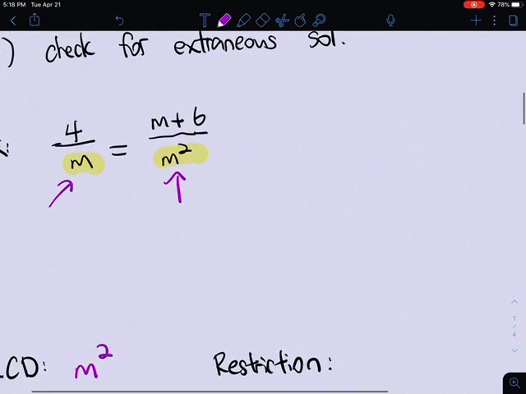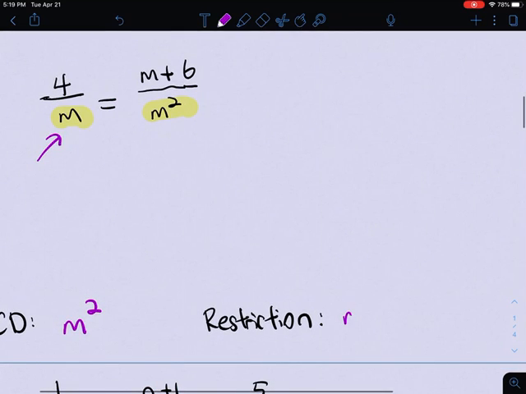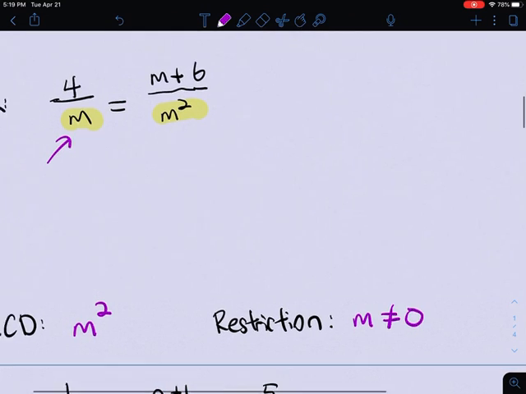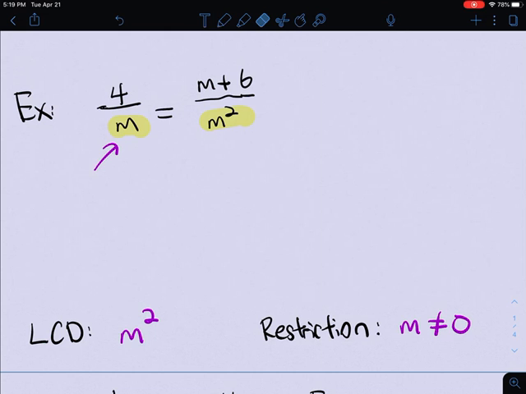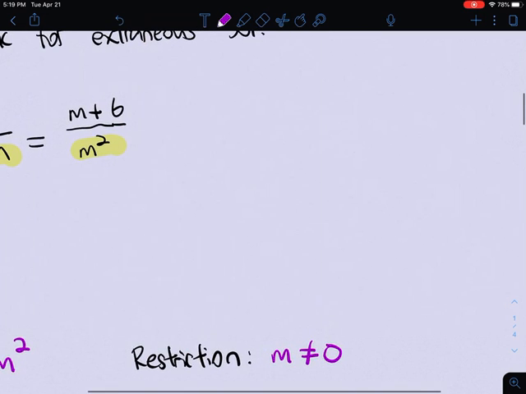So let's first look at the left side, 4 over m. What value of m here will make our denominator equal to 0? Well, the answer is 0, right? So we know that m cannot equal 0, because if m were 0, then we would be dividing by 0, which we know is not allowed. So m cannot be 0 on the left-hand side. And let's look at the right-hand side.